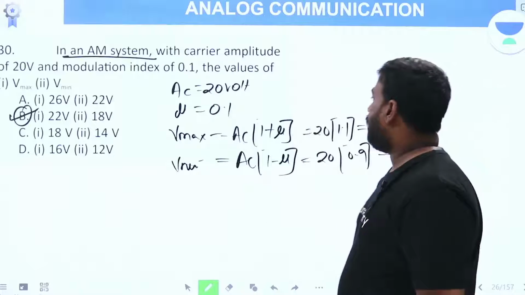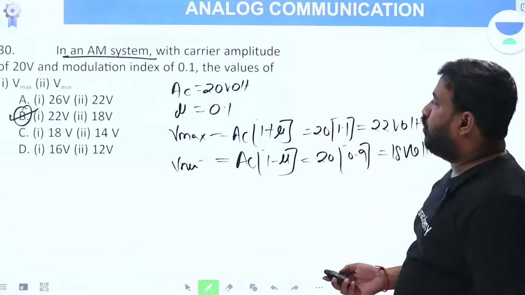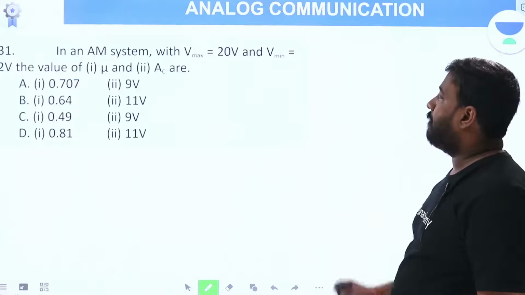Okay? So that was a very simple question. Vmax and Vmin are 22 volt and 18 volt. Okay. Next.